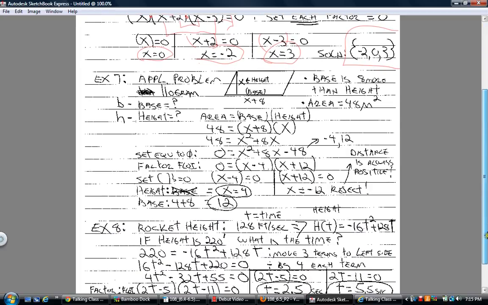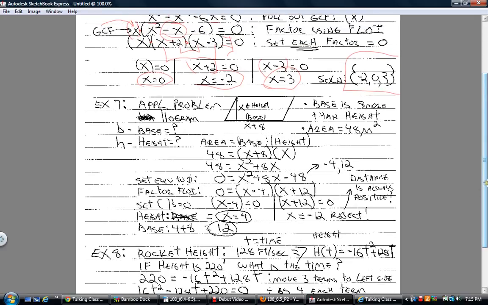Okay, example number 7. Here's an application problem. Oops, let me just put that about right here. This is example 7. You have a parallelogram, and these are those word problems where they tell you that the base is 8 meters more than the height, and the area of the parallelogram is 48 meters squared. This is on page 347. You can read that there, and that piece of sheet metal they're working with. And our task is, can we find the height and the base of this parallelogram?